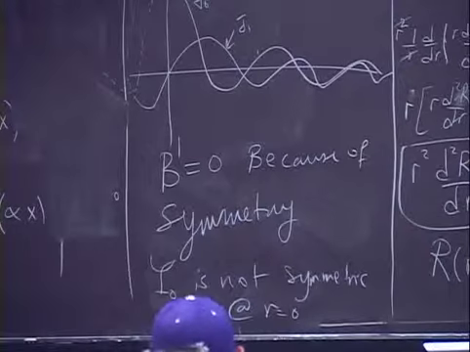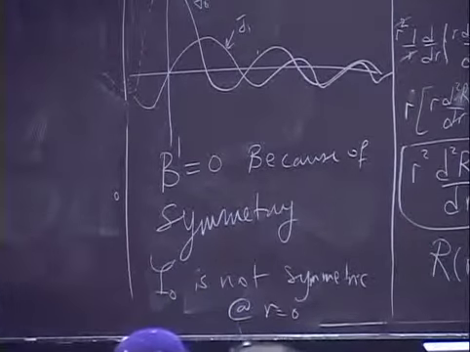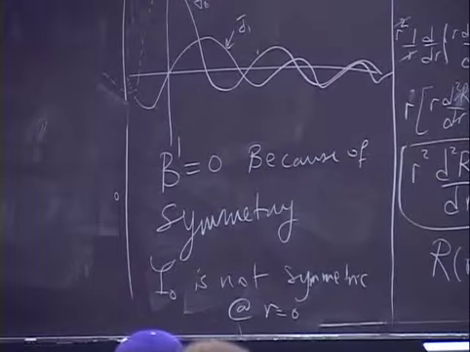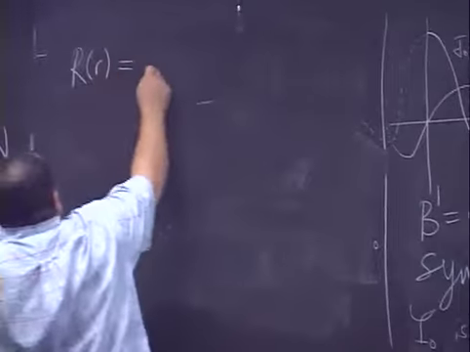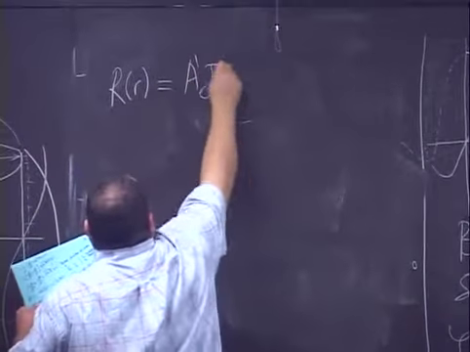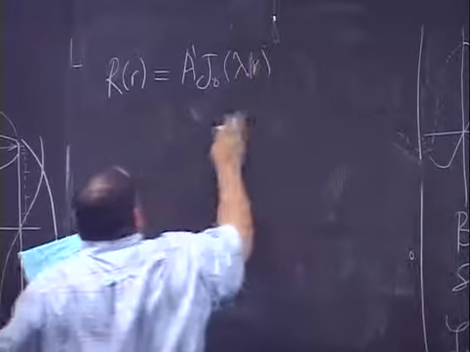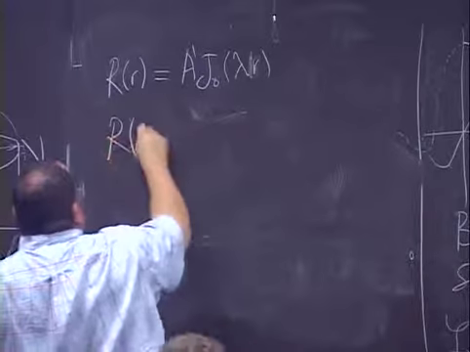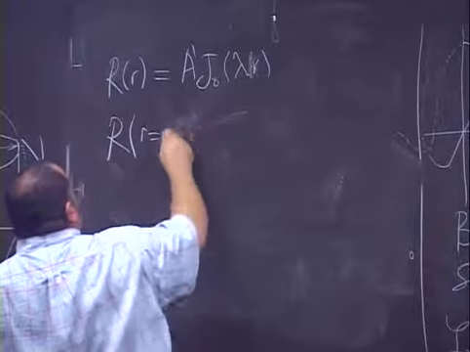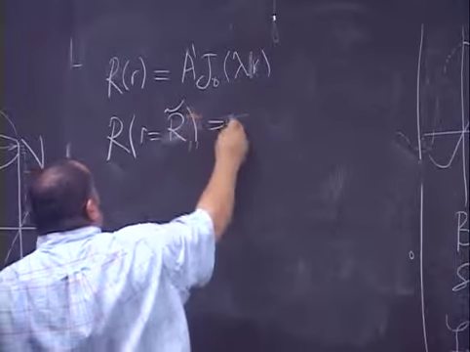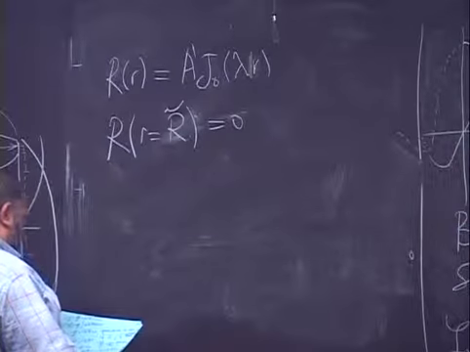In the radial direction, my solution will be just R of r, some constant A prime multiplied by J naught of lambda r. Now I can apply the boundary condition at r equal to plus or minus R tilde, equal to what? 0.